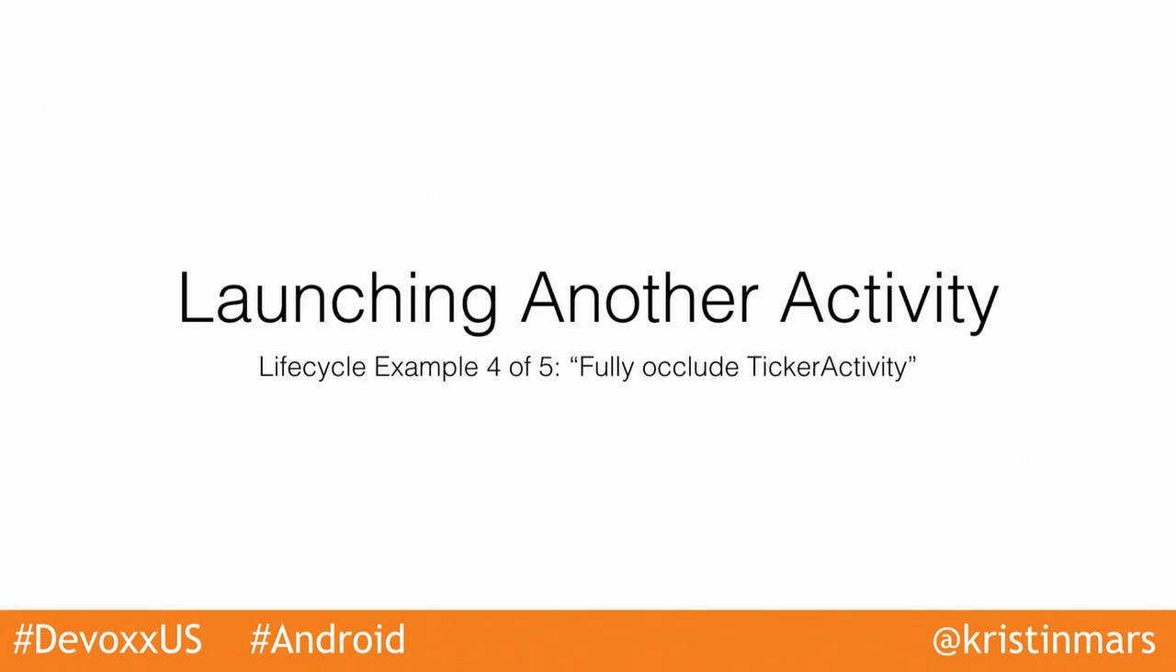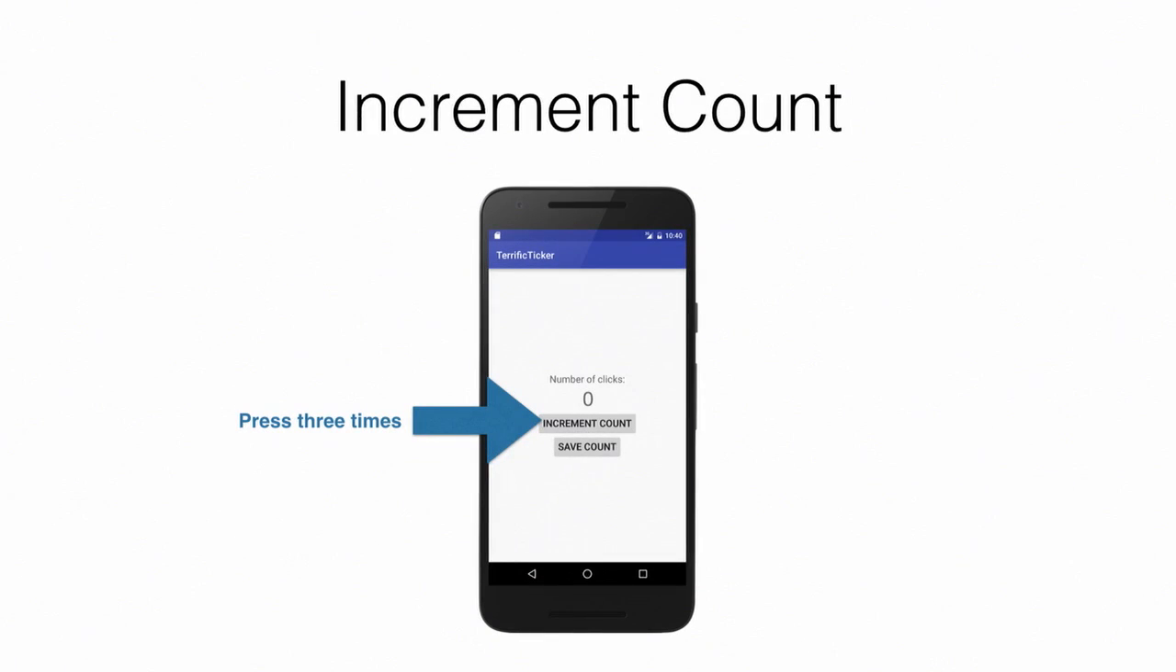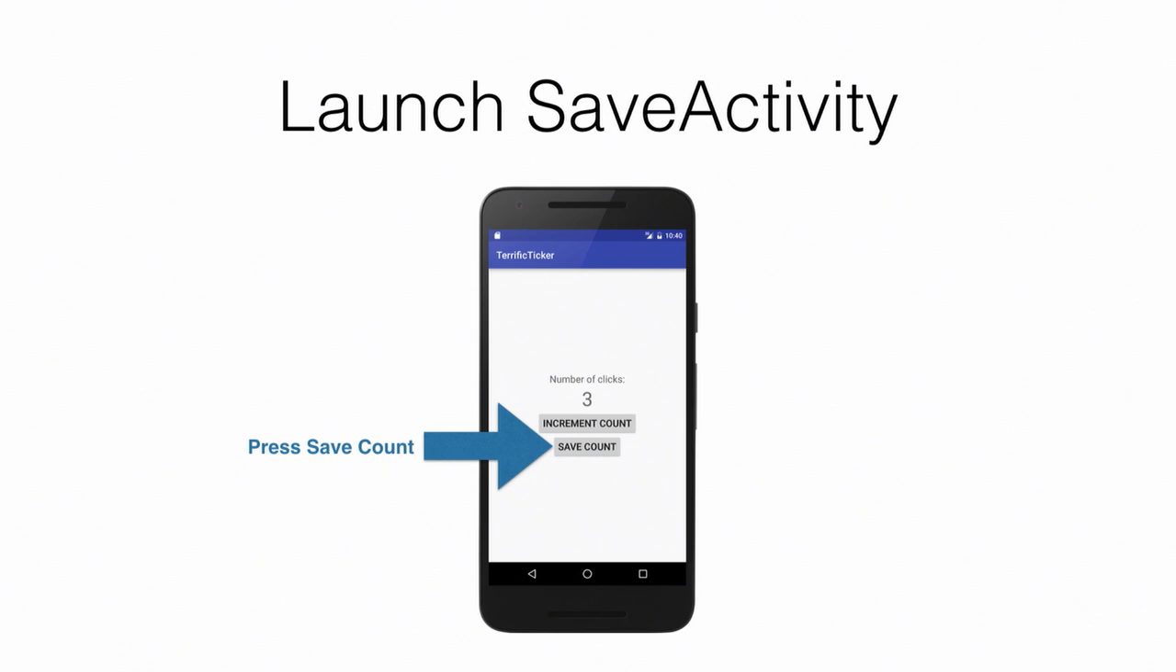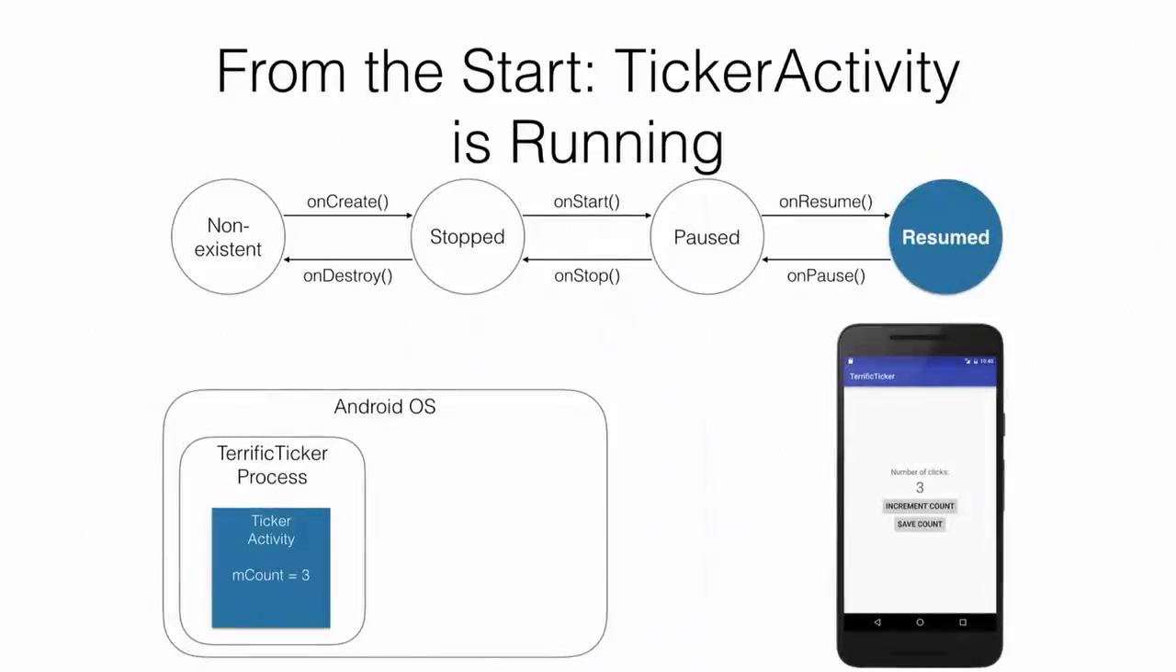So we're going to talk about fully occluding the view of the ticker activity. Let's pretend that our app has 2 screens now. I press the icon to open my ticker, and I increment the count, and then I want to save the count. I'm going to save it to a file or to the network or whatever, it doesn't matter. But this will launch another screen, and I can enter a file name and then click Save. So here's where we're at.